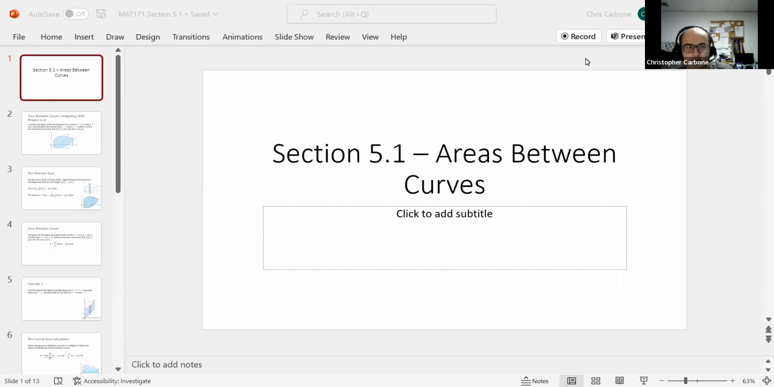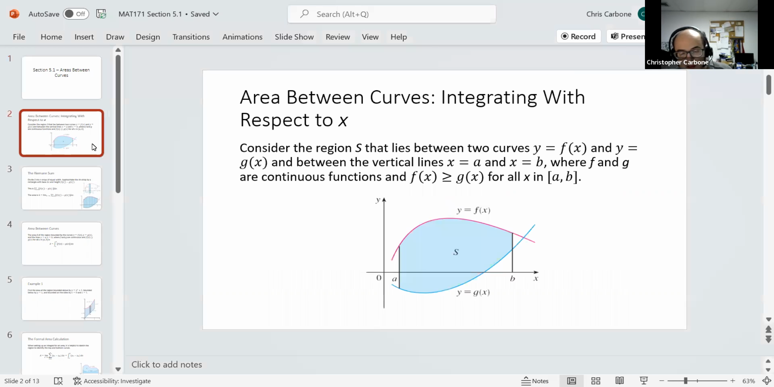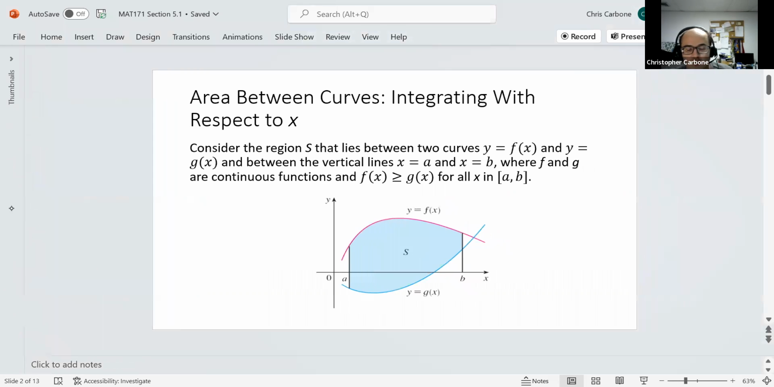Welcome to our lesson on the area between curves. This is part 1. So the area between curves for this particular part amounts to integrating with respect to x.